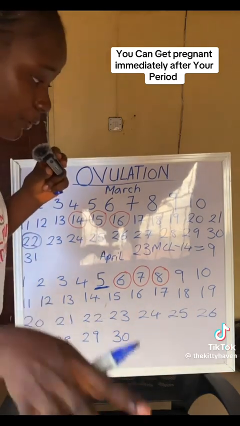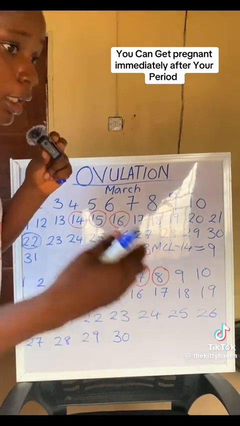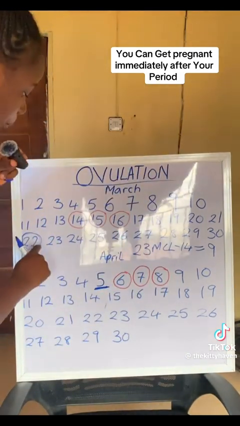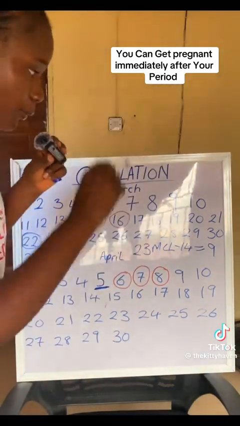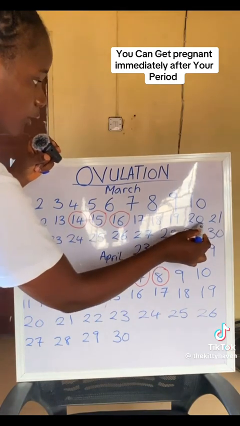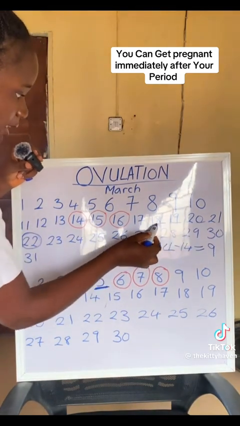And remember, in my last video, I told you to know your fertile days. You need to count 5 days before your peak ovulation day and a day after. Now, if you want to count 5 days before, we're going to start counting from 21, 20, 19, 18, 17.